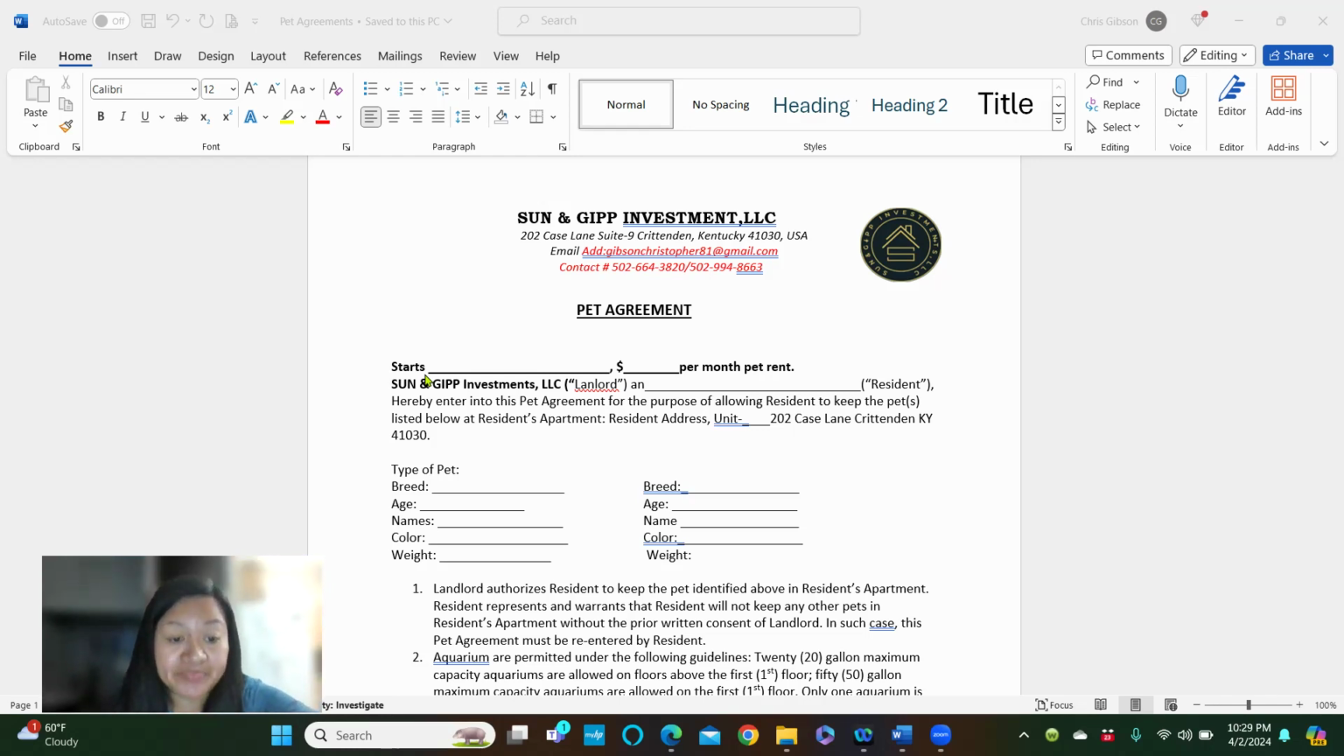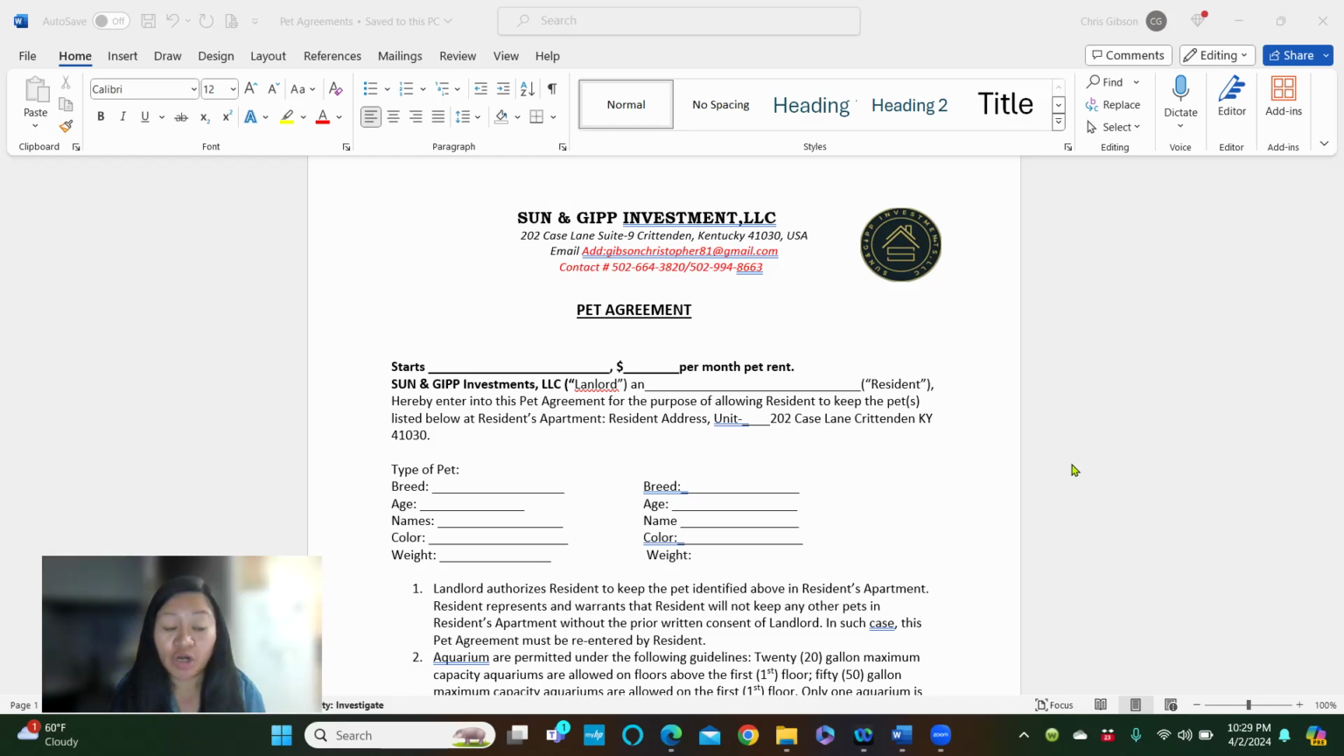So here's the format. The type of pet must be written in here, what type of pet, whether they have a cat or a dog. What breed it is must be written down here, along with age, name, color and weight. In our rental property, we only allow 45 pounds. Aside from that, no. You must have your own policy.